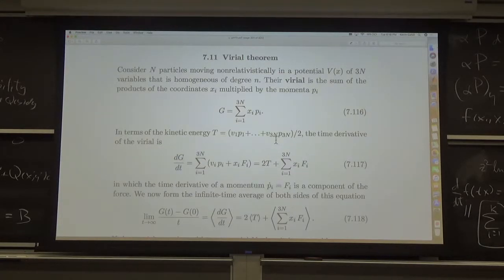The virial theorem. This is an application of Euler's formula, and it works if the potential is a homogeneous function. So let me go through that. In fact, maybe I'll do this on this board.